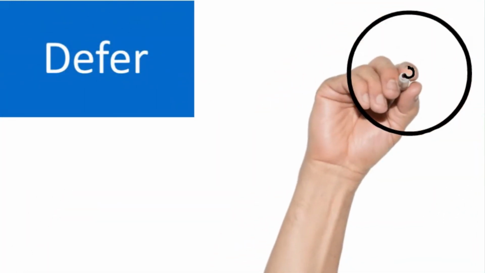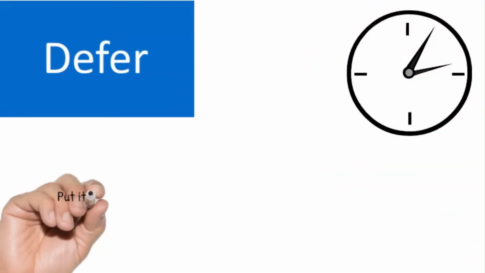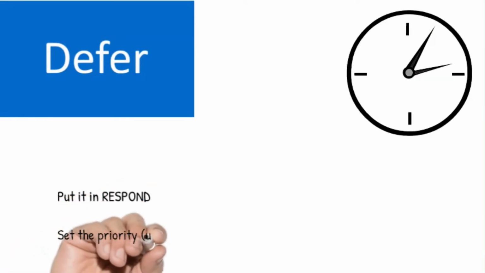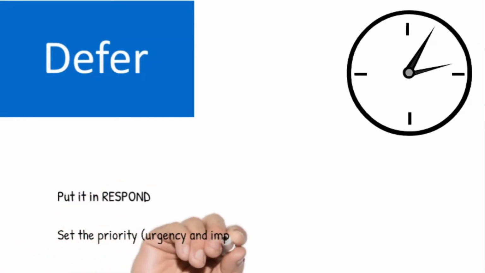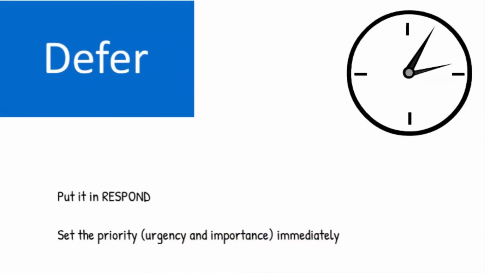The next step in the process is probably the most important one for us. It's the defer part. This is work that you have to do yourself, but you need to know where to put it and how to keep track of it. You're going to put it in the respond folder and immediately set the priority of urgency and importance so you can go back to it and easily find what you need to be working on without scrolling.